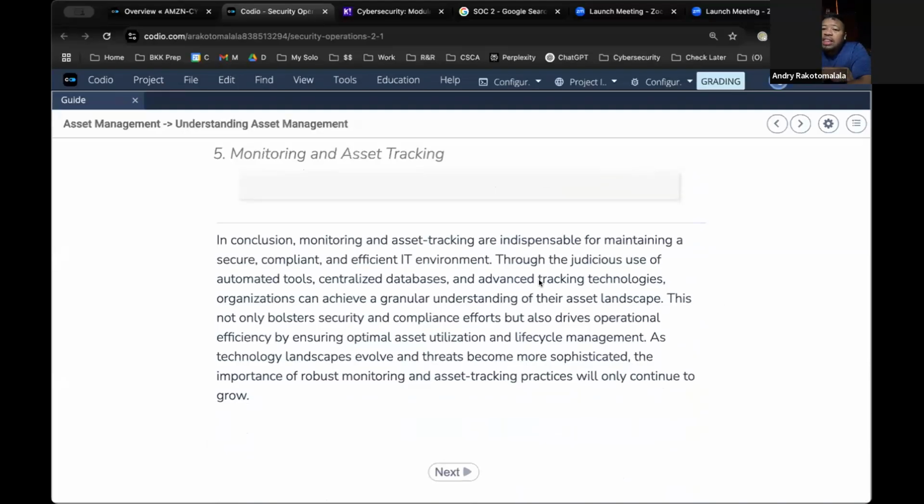So in short, I would say that monitoring and asset tracking are really important for overall asset management because when we monitor and track all of our assets, we understand what's happening within that asset and when. Okay, so those are the main reasons why monitoring and asset tracking are important.